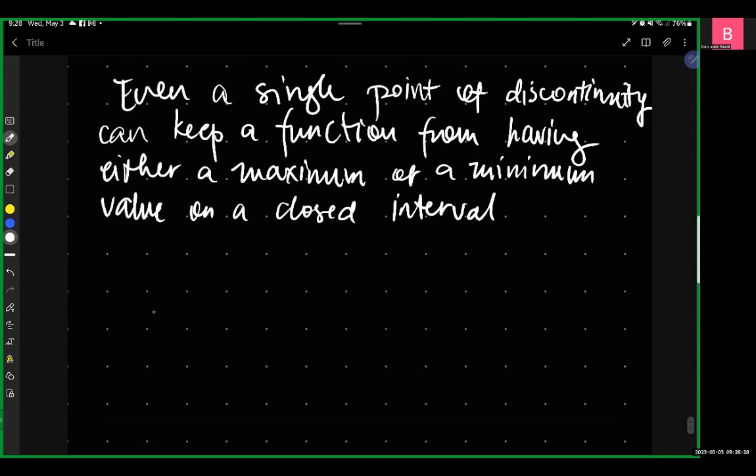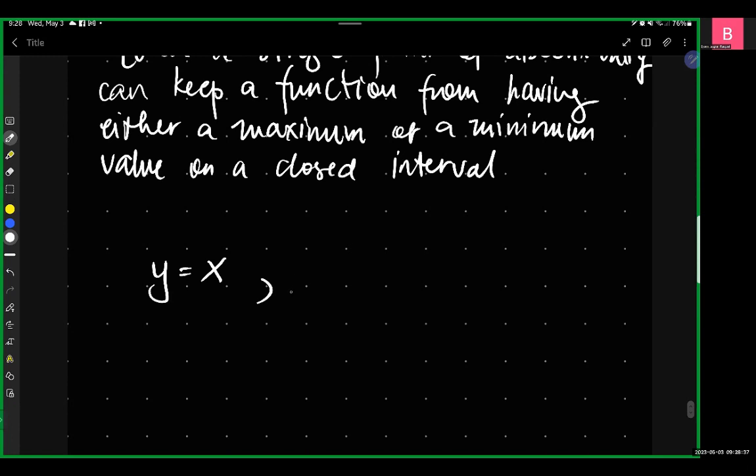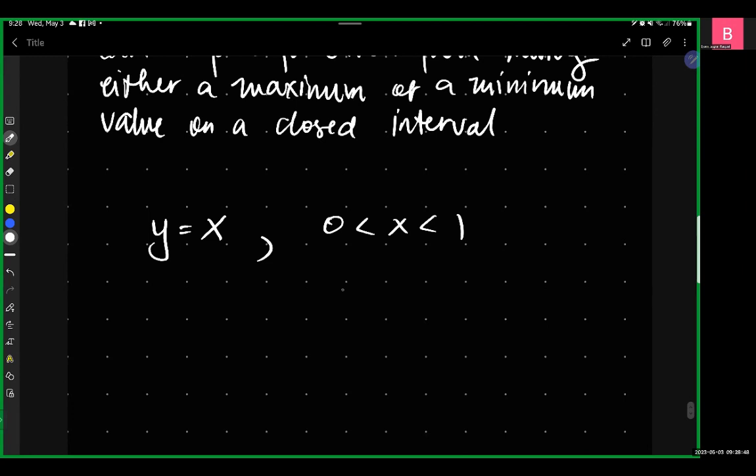So let's consider some examples. For example, we have a case of y is equal to x, the very simplistic function y is equal to x. But the interval is given as 0 is less than x and x is less than 1, no? As you can see, looking at this interval, the interval is open. So when we say open, we can rewrite this with parentheses, not to be confused with coordinates. Let me note that.